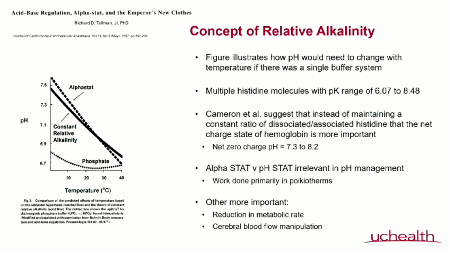And so this concept of relative alkalinity that Swan had proposed was really kind of bonkers, because in histidine, there are multiple molecules of histidine, and they all have a pK range of 6.07 to 8.48. So in a large pH range, those pKs were constant. And so he said that what was more important in alpha stat and pH stat was not the pH management, but how it impacted reduction in metabolic rate and cerebral blood flow manipulation.